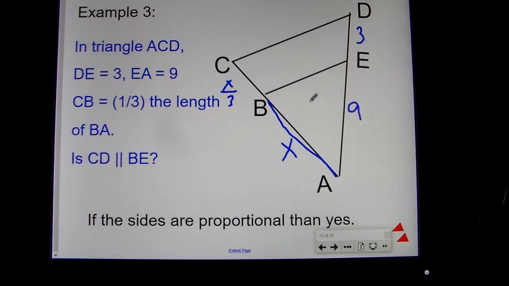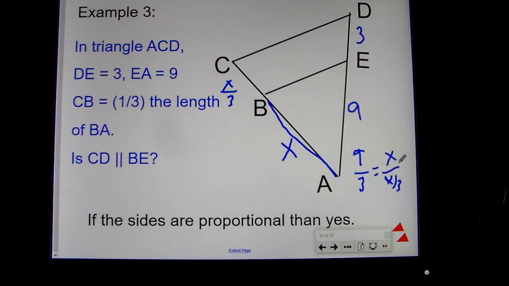So now that we wrote everything in the picture, we can determine what the value of x is that'll make these two lines parallel. Now, if it's the same proportion, we should be good to go. Now, 9 divided by 3 is equal to x over x divided by 3.